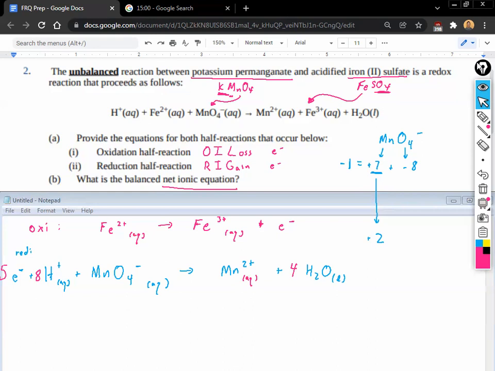Okay, so take a second to balance it out, and then that'll give us the balanced net ionic equation.